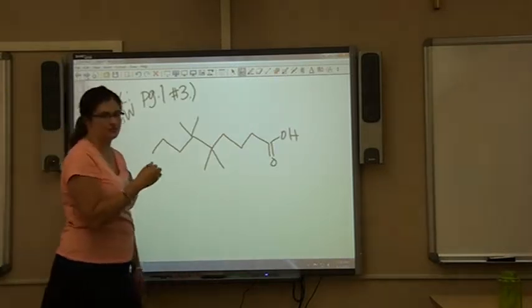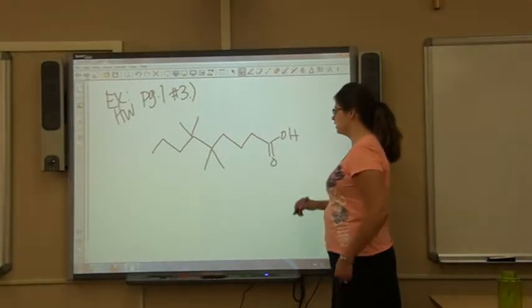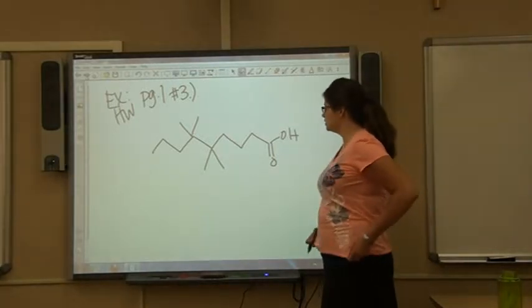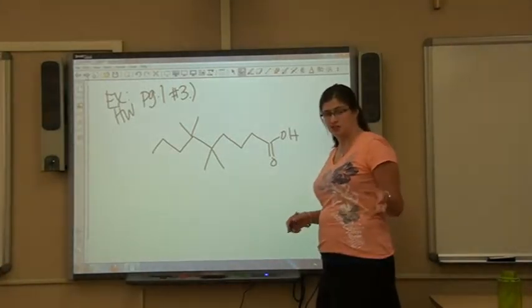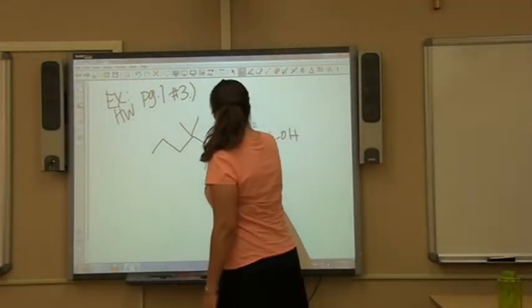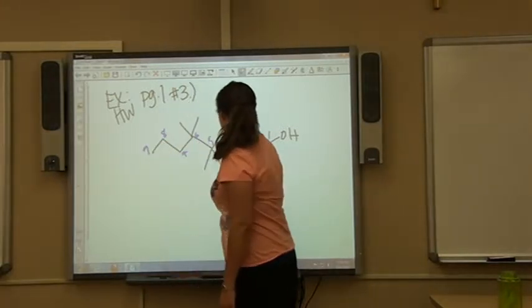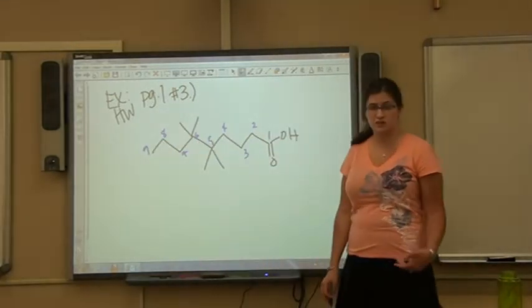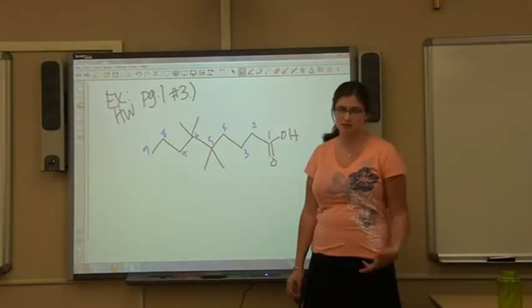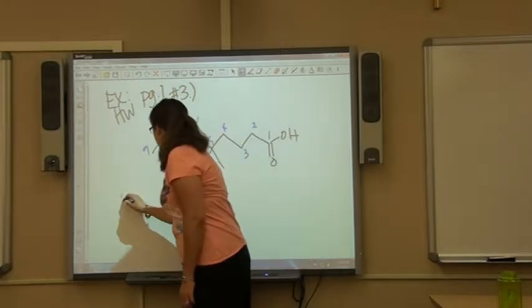Okay, let's do a few from your homework. Here we have number 3 on page 1. Now, you should probably pause it and then check back to see if you get the right answer. And now, I did last week in my lecture neglect to tell you what the prefix was for 4. It's tetra. I'm really sorry about that. That was my omission.